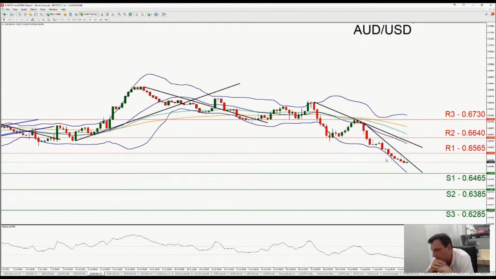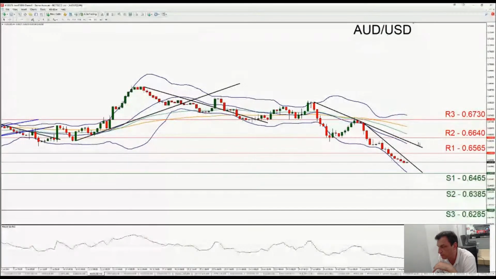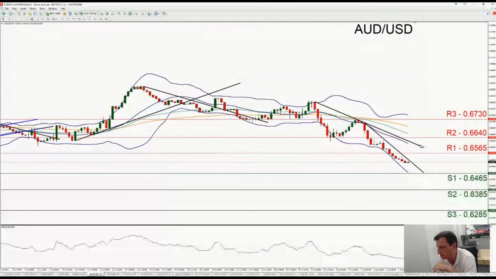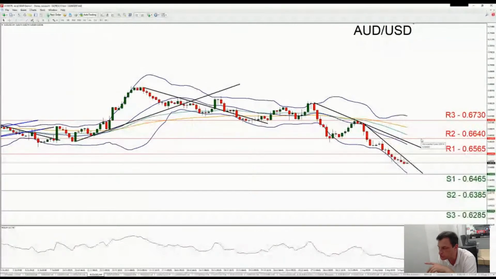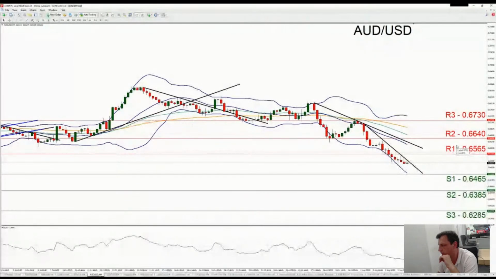However, the bar is pretty high for such an outlook, and I would require AUD USD to rise, break the first downward trend line, break the R1 0.6565, break also the second downward trend line, and test, if not breach, also the 0.6640, a level which provided support here and here and here and was tested, and that tended to hold its ground.